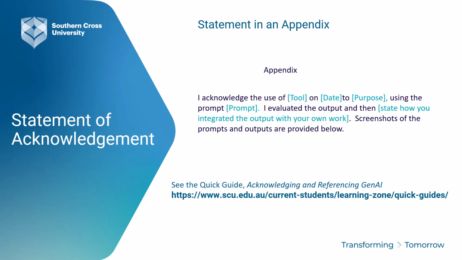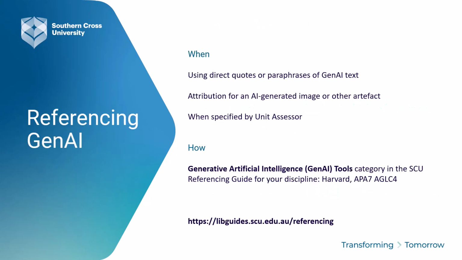There's a quick guide on the SCU website in the Learning Zone on acknowledging and referencing GenAI. This will help you with completing your own statement. For some uses, the statement will be all that's required, but if you quote or paraphrase generated text or include images or other GenAI generated artifacts, you'll also need to reference the GenAI tool.